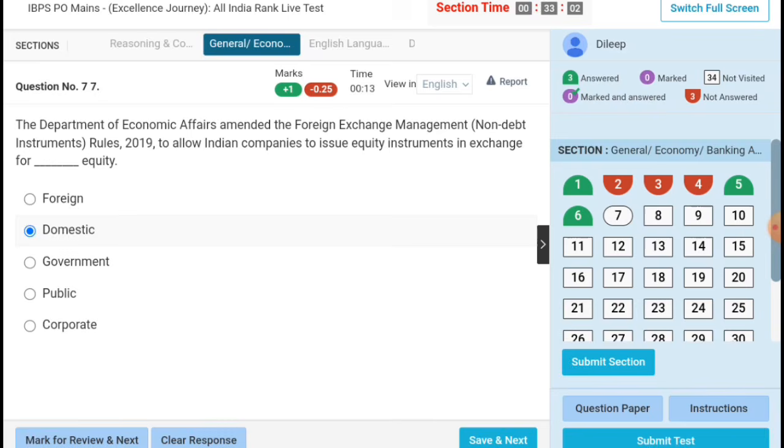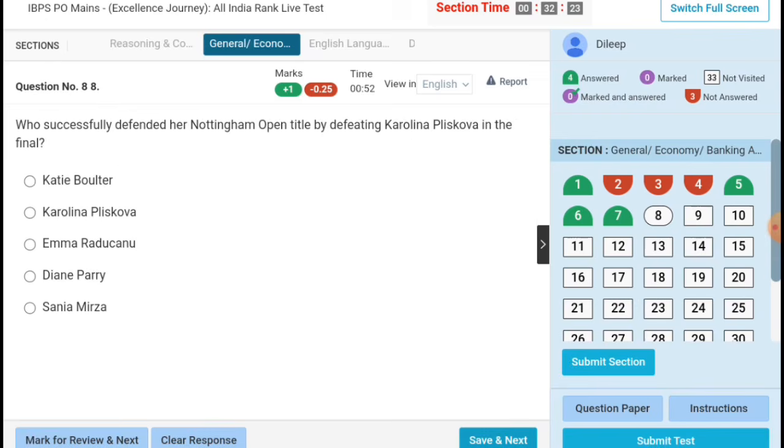I think domestic equity. The Department of Economic Affairs amended the Foreign Exchange Management Non-Debt Instrument Rules 2019 to allow Indian companies to issue equity instruments in exchange for dash equity. I think it is domestic or foreign equity. So I have doubt on this. Who successfully defeated her open title by?